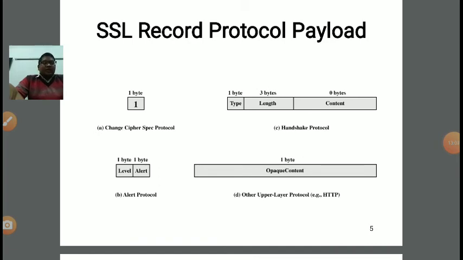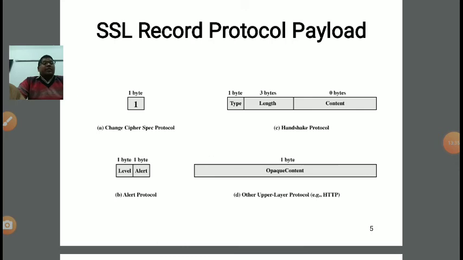One is for the level field, second is for the alert field. Third is the handshake protocol. It has three components. The first component is type, with a payload of 1 byte. The second is of 3 byte length, and the name of the field is length. Clear? And the third is the content, basically optional, or of 0 byte.